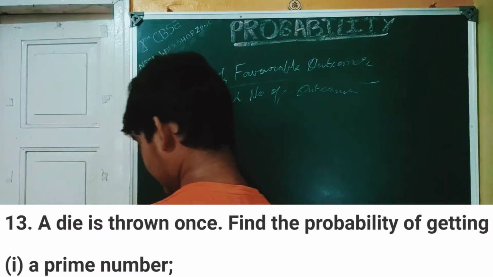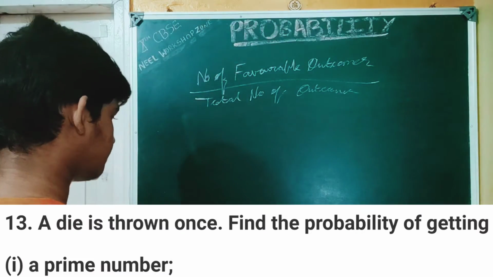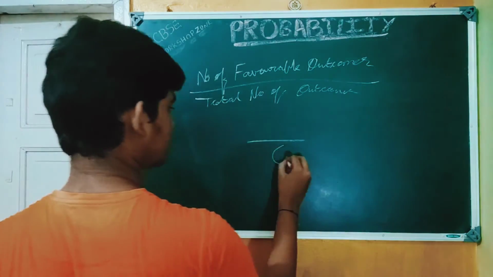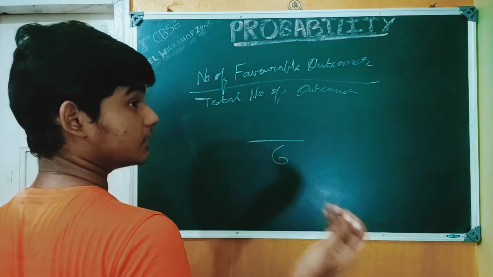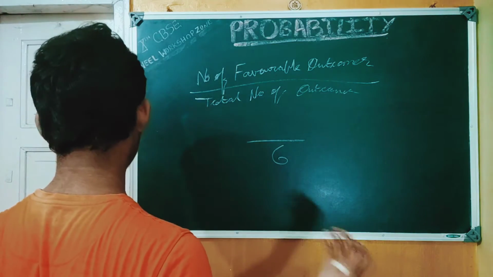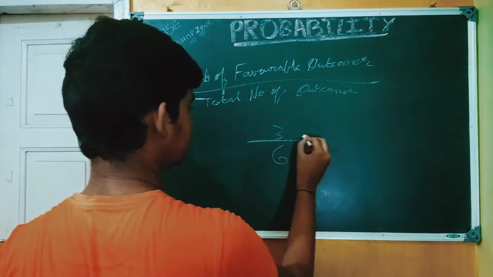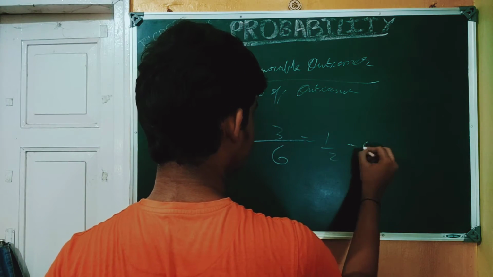Now, a die is thrown once. Find the probability of getting a prime number. The die has 6 outcomes, 1, 2, 3, 4, 5, 6, and the prime numbers are 2, 3 and 5. So 3 by 6 is equal to 1 by 2, which is 0.5.